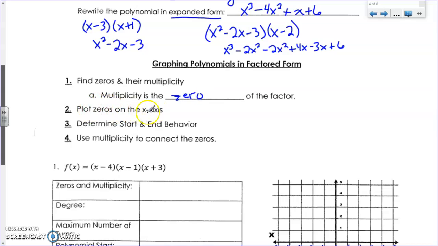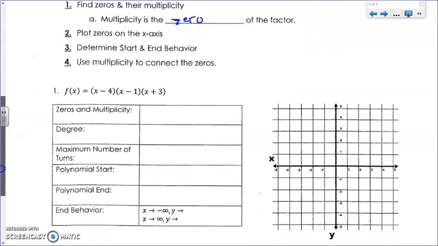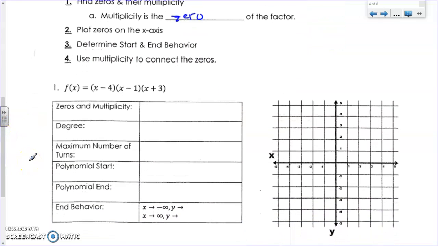Plot the zeros on the x-axis. Determine the start and the end behavior. Use multiplicity to connect the zeros. All right. So first thing we're going to do is find the zeros. So what are the zeros of this? X equals 4, 1, and negative 3. Does everybody understand that? Do any of them have a multiplicity? They're all multiplicity of 1, right? They all occur one time.